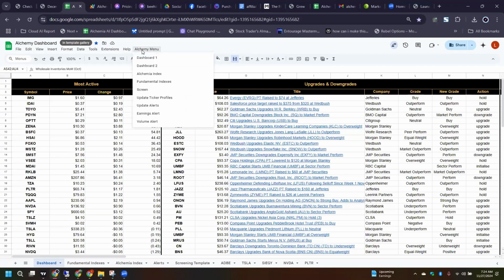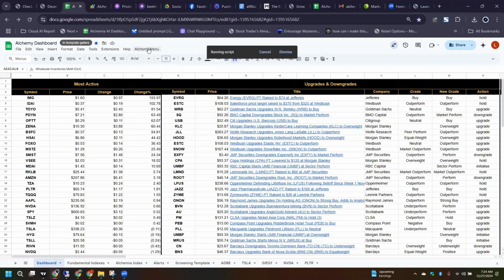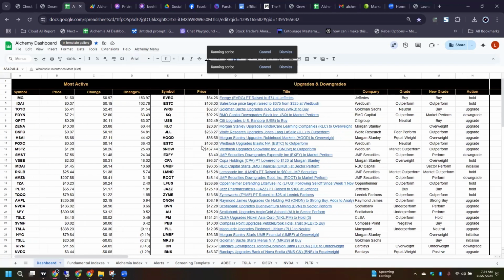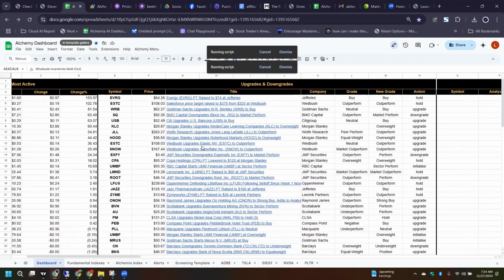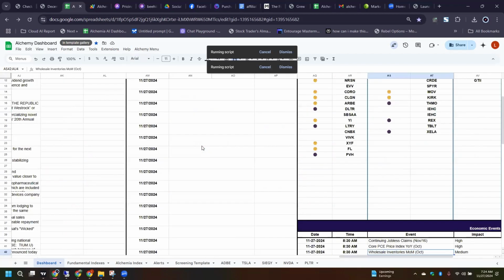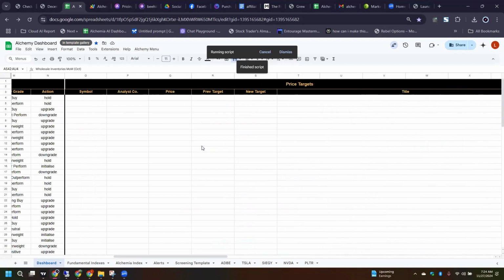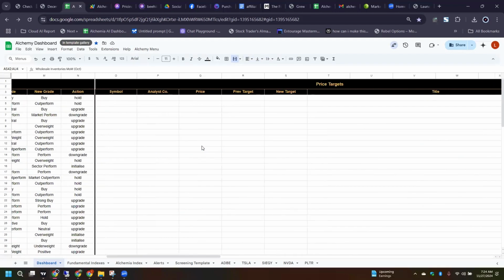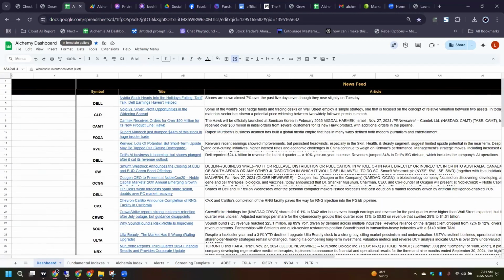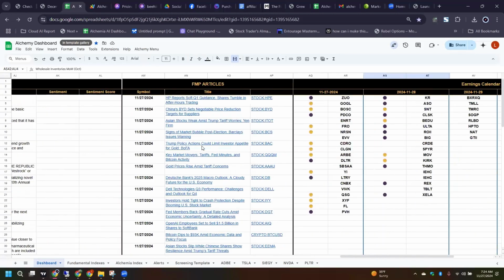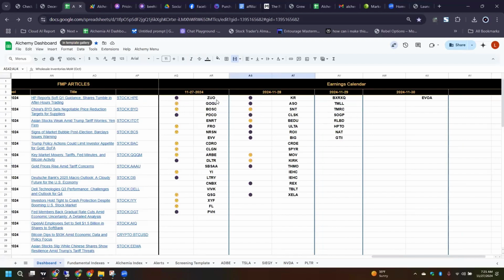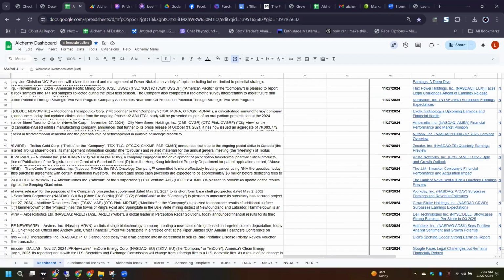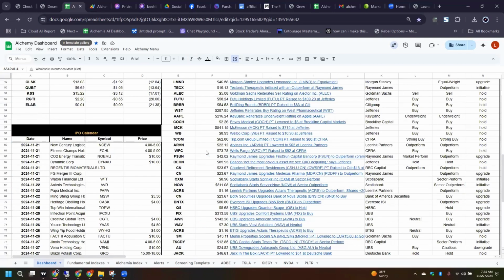What I usually do is I come in here and I run these two scripts to update the dashboard, and that's where you have your most active, your upgrades and downgrades there, your price targets, your news data. There's another news feed there, your earnings calendar, your economic events for the day, and your IPO calendar.